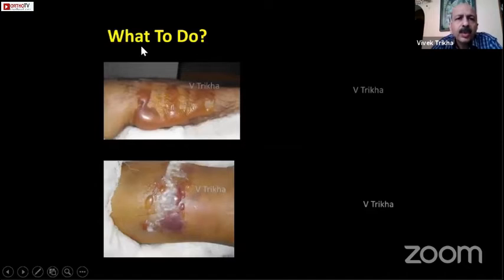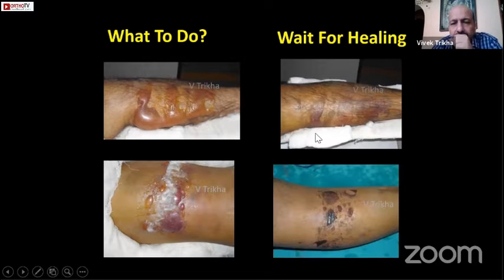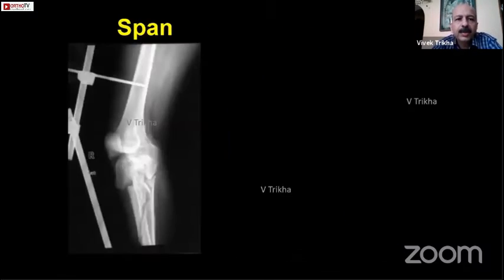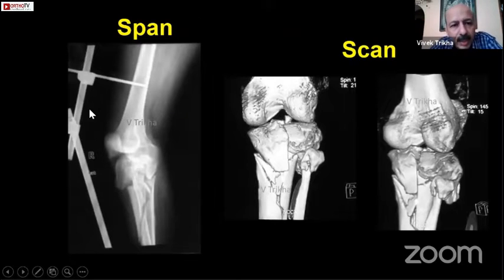So the question which comes to us is what to do when we have fractures with blisters and soft tissues like this. And the thing is that we have to wait for healing if we are planning for definitive fixation. You just cannot go in with this, otherwise you will have lots of bad results, going in for amputations. So this is what you do during that time. You span the fracture by a fixator if there is a lot of displacement, and then scan it to understand how the fracture can be fixed.